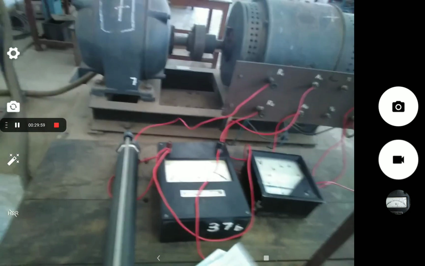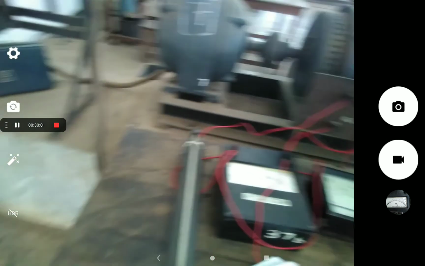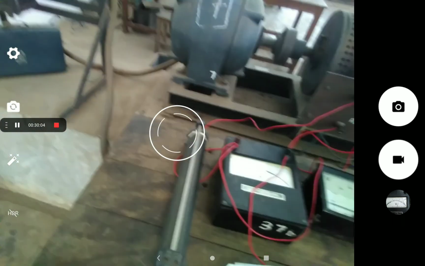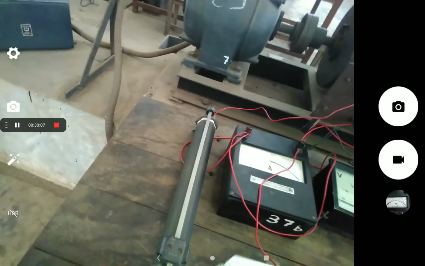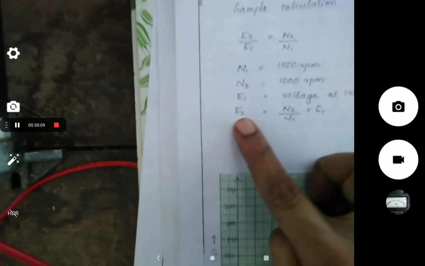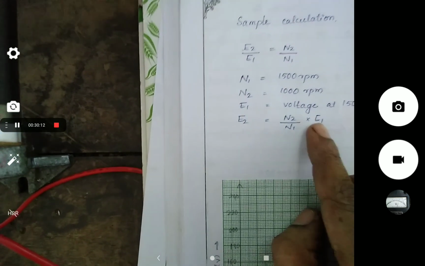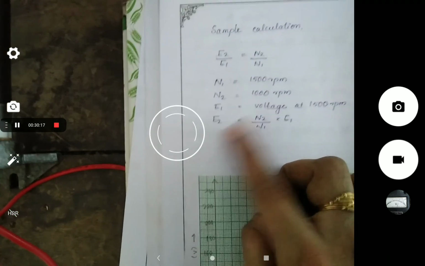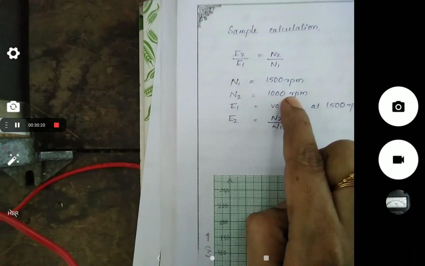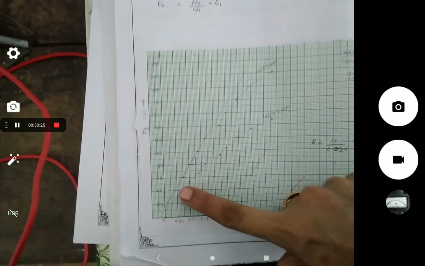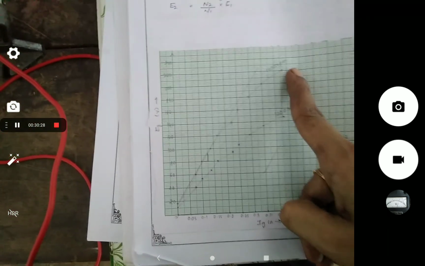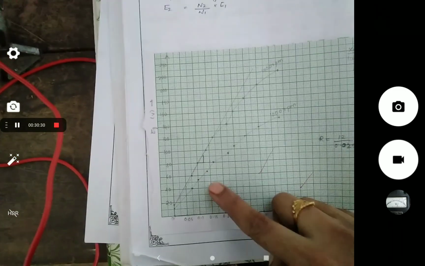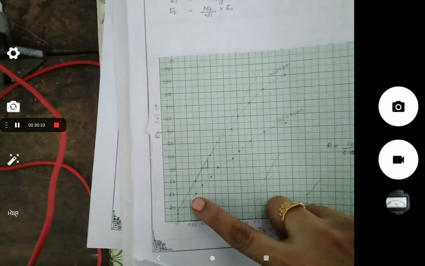So you have done your open circuit characteristics, and we measured the voltage and corresponding current. By using the equation E2 is equal to N2 by N1 into E1, you just find out the voltage corresponding to the speed of 1000 RPM. Then draw the characteristic curve, first for 1500 RPM, which is your measured value, and for 1000 RPM also the calculated value.